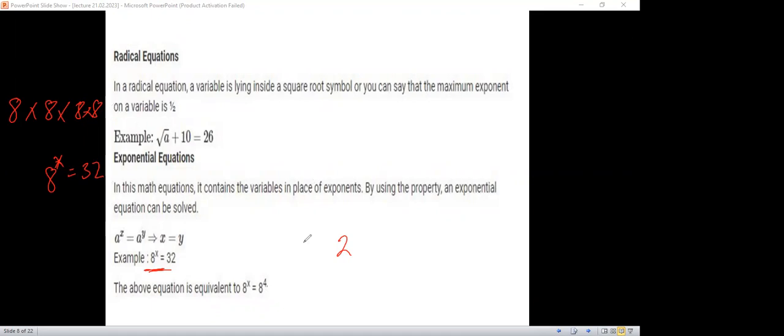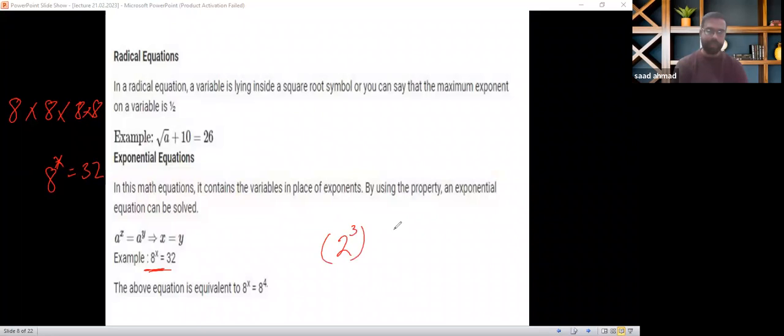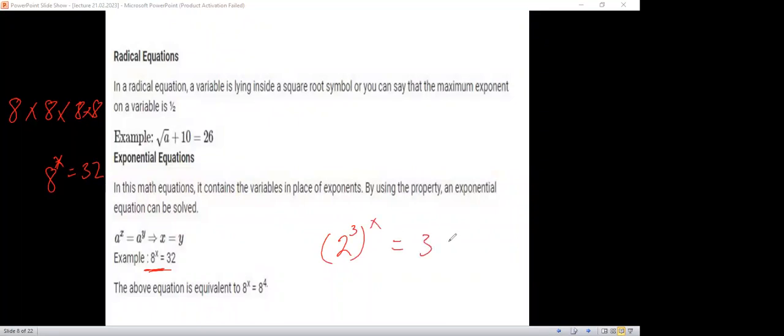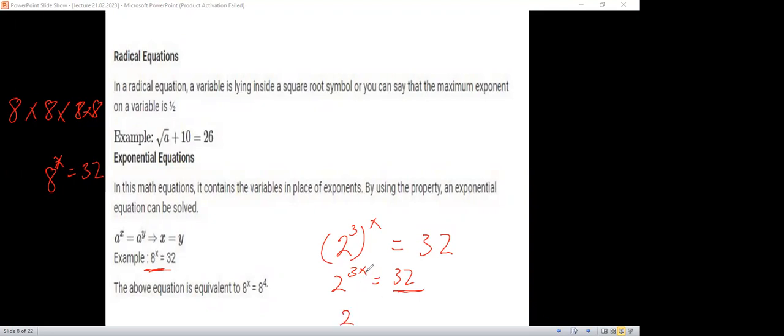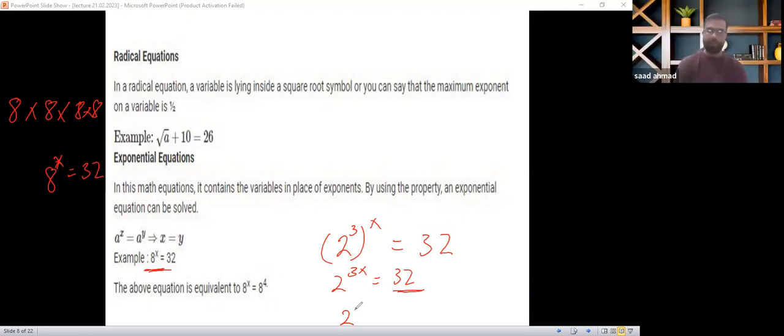Okay. So we can rewrite it as 2 to the power 3, that is 8. And then 32. Now it's 2 to the power 3x equals 32. Now we need to see what number we put in x that will make it 32. So like 2 to the power 5 is 32, right? Yep. So we need to change it.